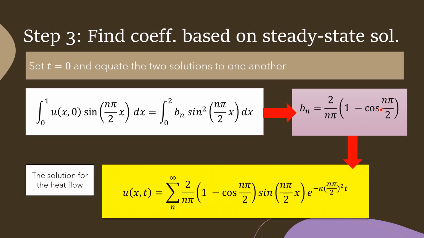So finally we have the solution for the heat flow. So my solution that we want now is u(x,t). So we put Bn here. So this is from the Bn that we have found here, and the sine function, as well as the exponential of minus kappa k squared t. So this is the full solution that we want.